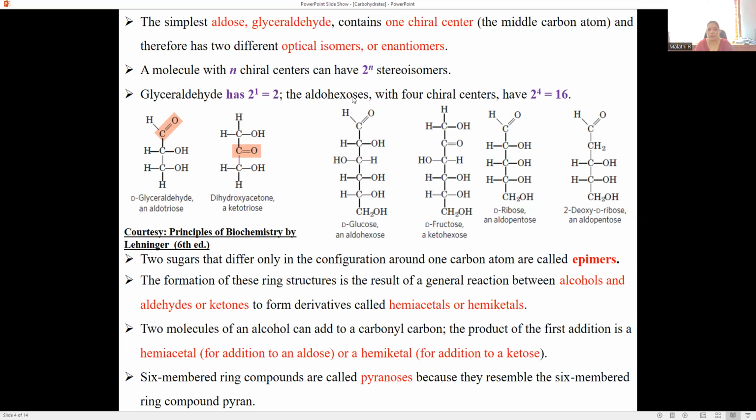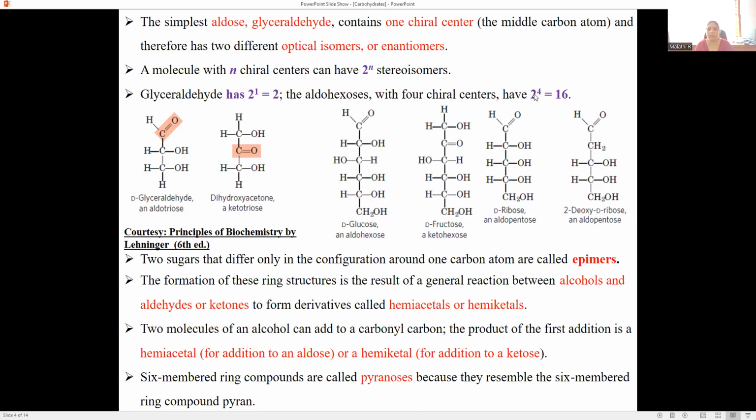So how many aldo sugars will you have? Then you will have only 2 for any glyceraldehyde structure. Let us say for this structure, you have only 1 chiral carbon atom. If you substitute in this formula 2 to the power 1, it gives you the answer 2. So glyceraldehyde will exist in the form of 2 stereoisomers.